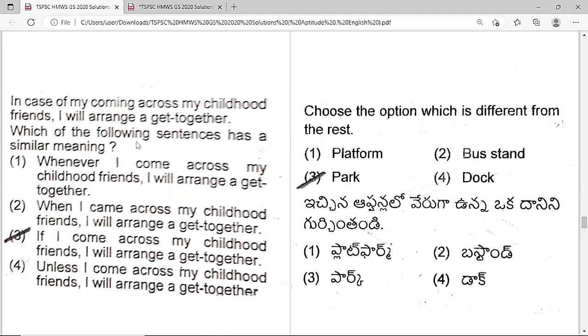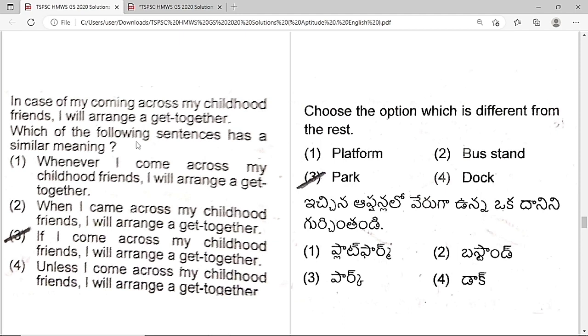So basically they have given one sentence and they are asking, out of these options, which option is going to give you the same meaning as the statement given in the question. So this is what they are asking. Therefore we can say, in case of my coming across my childhood friends, I will arrange a get together.